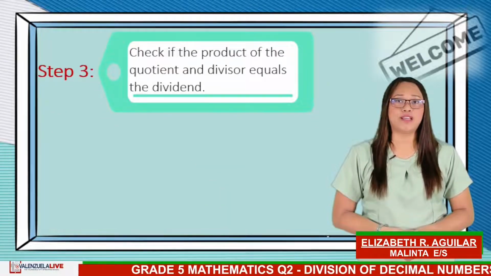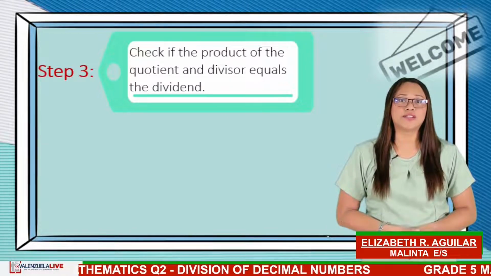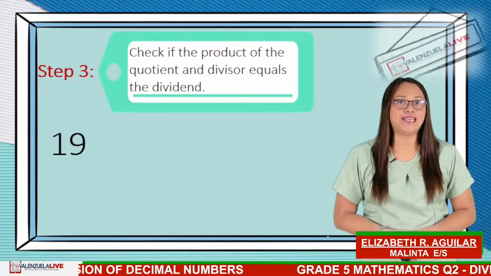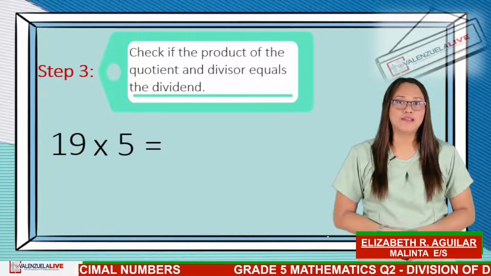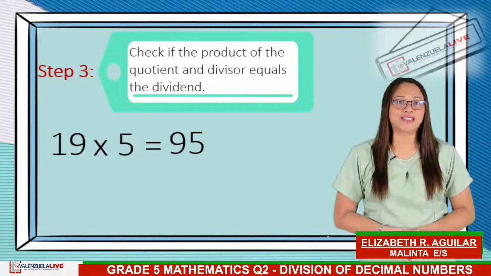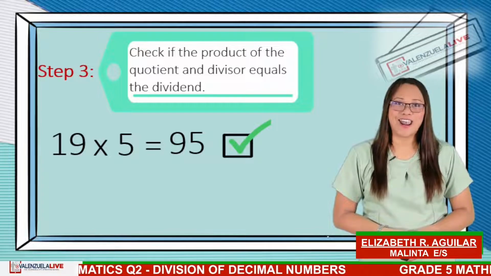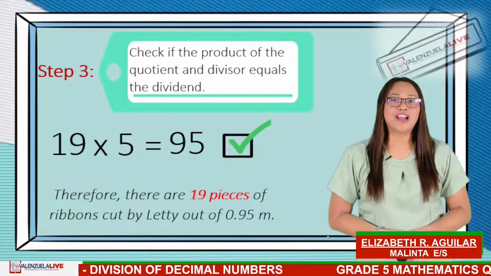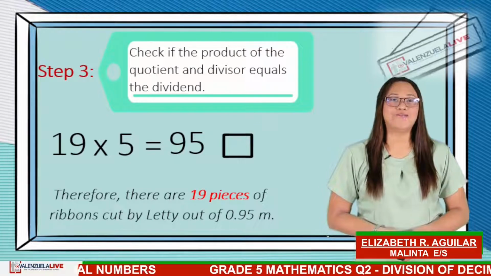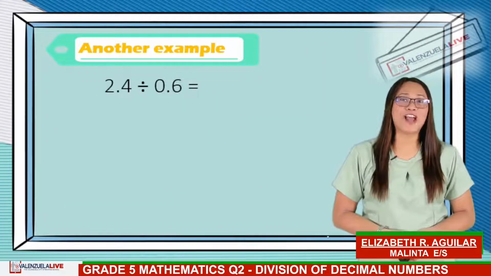Then for step 3, we are going to check if the product of the quotient and the divisor equals the dividend. Okay, so we have here our quotient is 19 and our divisor is 5. Then 19 times 5 is equal to 95. So that's our dividend. So it means that our answer is correct. Therefore, there are 19 pieces of ribbons cut by Letty out of 9,500 meters. All right. So let's have another example.